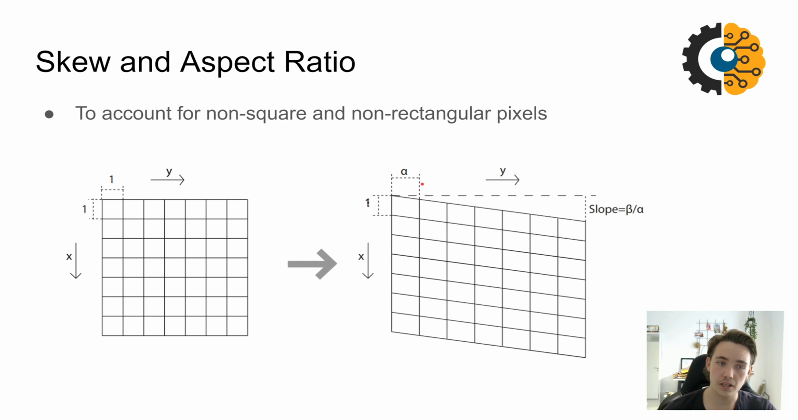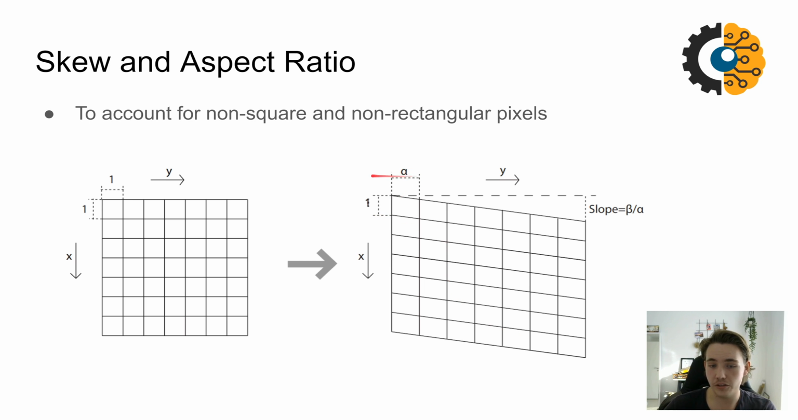We use this skew and alpha and aspect ratio to account for non-square and non-rectangular pixels. When we want to calibrate our camera, our goal is to correct for these non-square and non-rectangular pixels. We can see that when we get an image from our camera where there is some distortion, we don't have these square and rectangular pixels, and we get skewed squares and rectangles, so they're not square anymore.